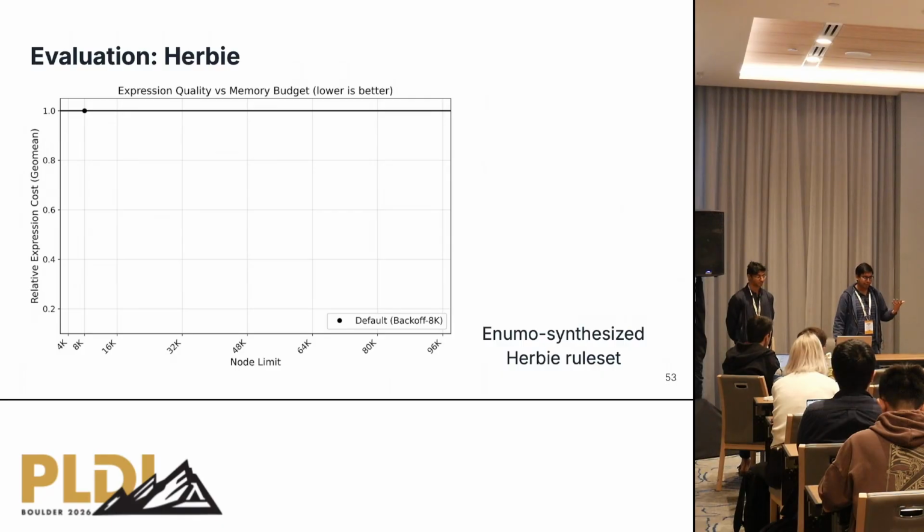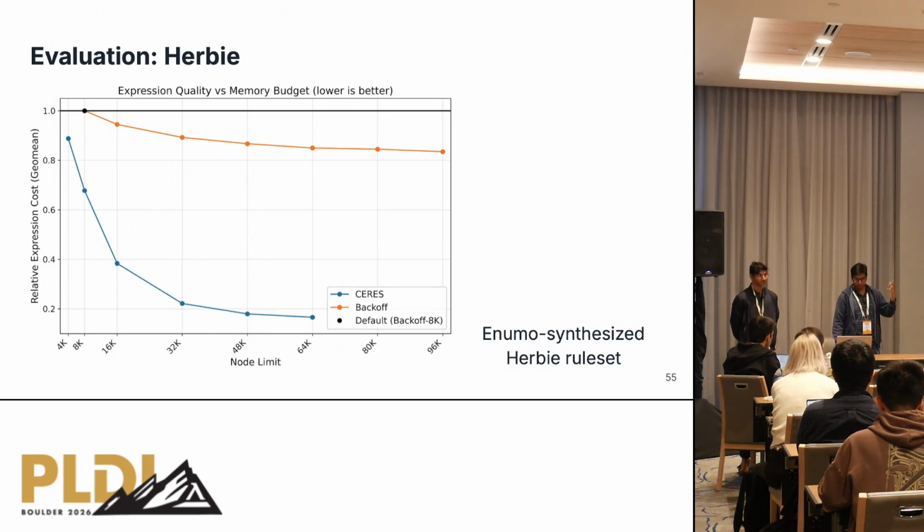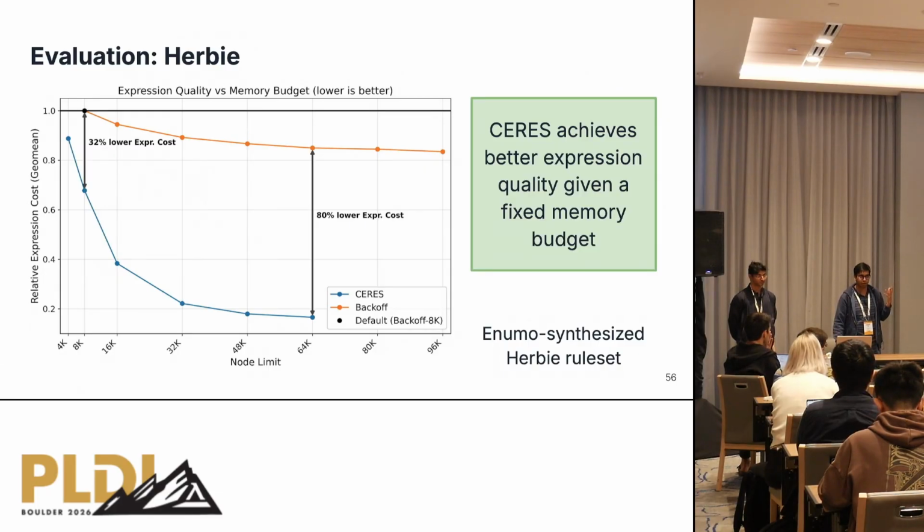We repeated the same experiment for the NEMO synthesized rule set, and similar to last time, backoff was tapering out around 20% reduction at around 96K. However, this time CERES had even lower costs, reaching up to 80% reduction. We believe this is primarily because the synthesized rule set includes several rewrite rules that often cause explosive eGraph growth. And since CERES is intelligently turning off redundant rewrites, it allows us to explore to larger depths and find even better expressions.